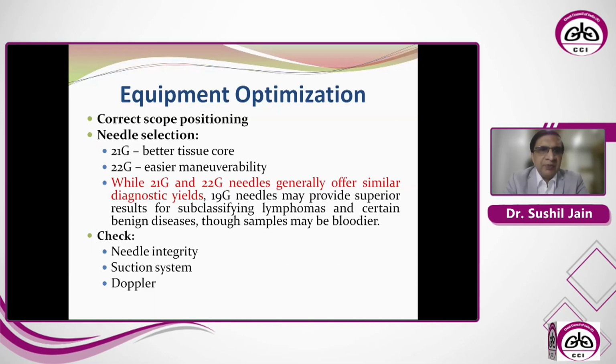19 gauge needles may provide superior results for subclassifying lymphomas and certain benign diseases, though the sample may be bloodier. So in occasional situations, we may have to use the 19 gauge needle. Now, before we start, we should check needle integrity, the suction system, and the Doppler. We need to make sure these are functioning properly before we start the procedure.